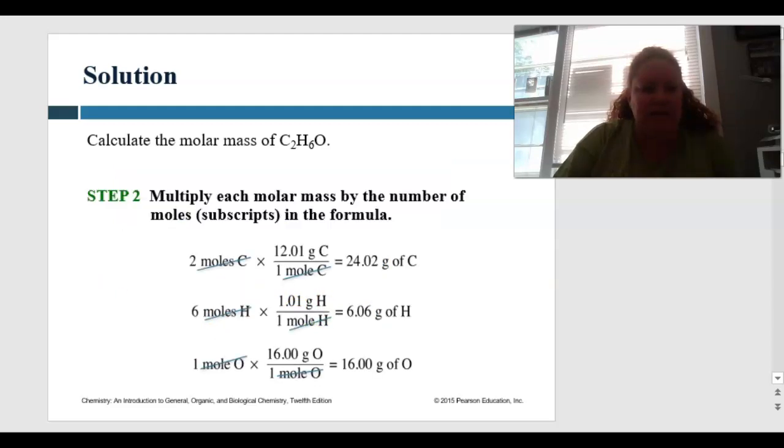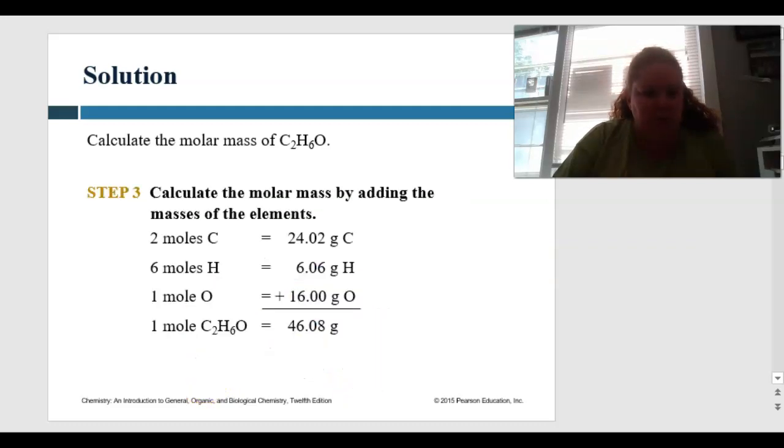Then we set it up so that the moles cancel. We have 2 times 12.01 grams, which gives us 24.02 grams, 6 times 1.01 gives us 6.06 grams, and 1 times 16 gives us 16 grams. What is the solution? We add them together, and that gives us 46.08 grams for 1 mole of C2H6O.